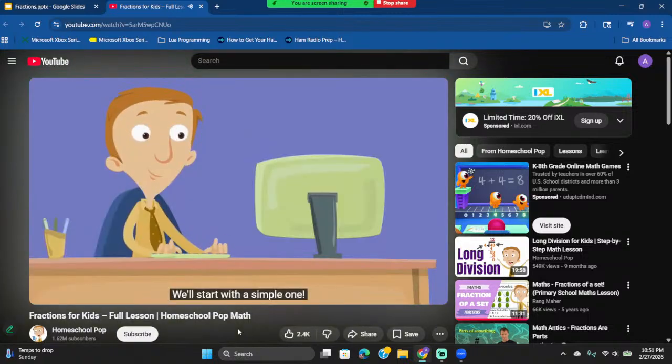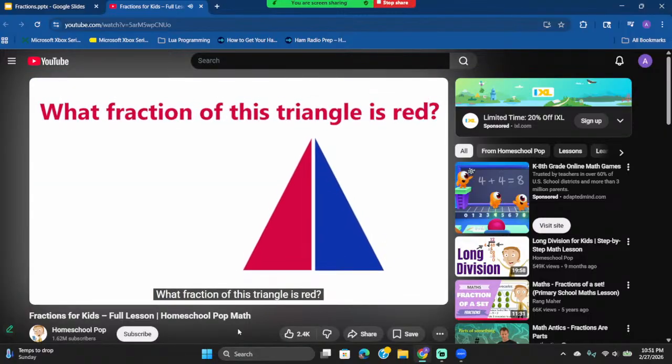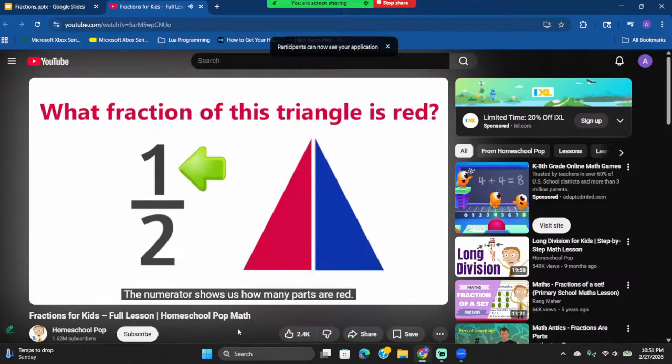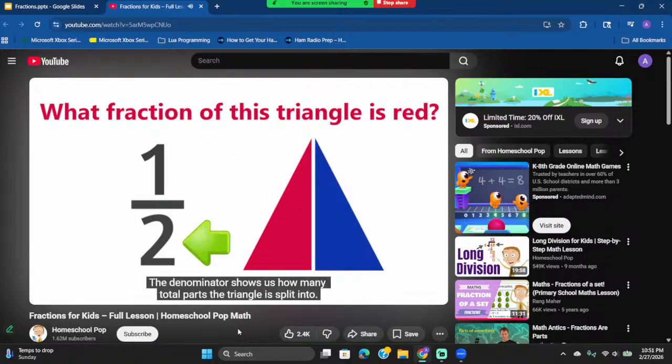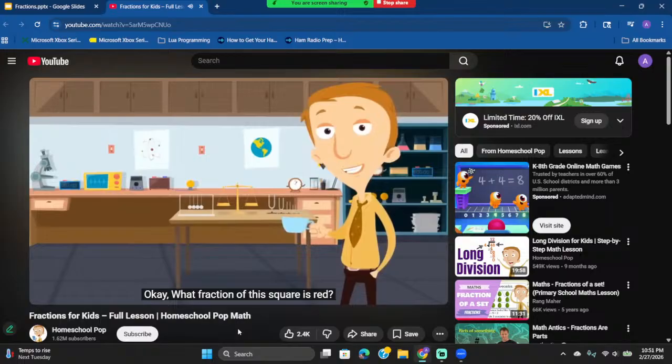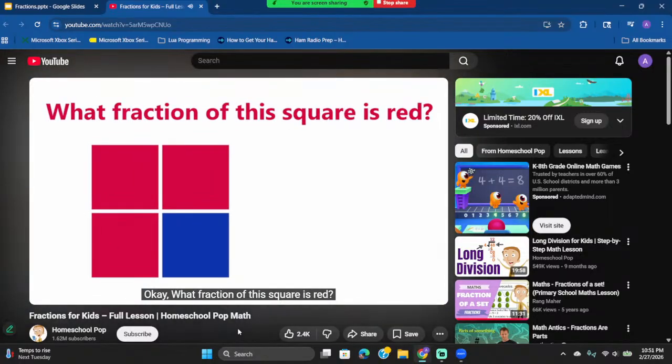All right, we'll start with a simple one. What fraction of this triangle is red? Yeah, 1/2. Half of the triangle is red. Great. The numerator shows us how many parts are red. Just 1 part is red. The denominator shows us how many total parts the triangle is split into. The triangle is split into 2 equal parts. Awesome job!